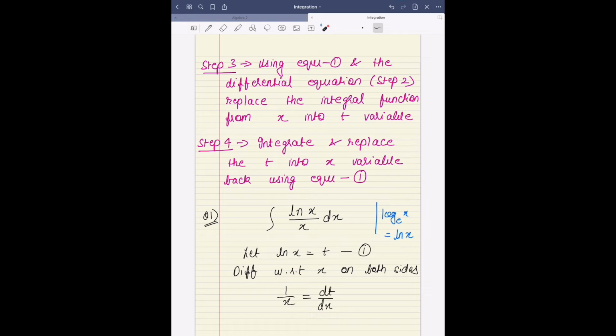The third step says using equation 1, which is this, and the differential equation. Why differential equation? Because this equation contains derivatives. Those equations are called differential equations. Replace the integral function, that is this or this, from x into the t variable. So wherever you see x, you should not see x now, you should see t. How do we change it? Let's see. I'm going to color code it to make it look easy.